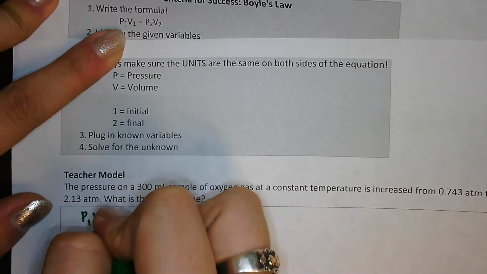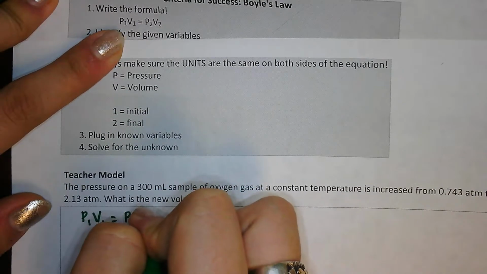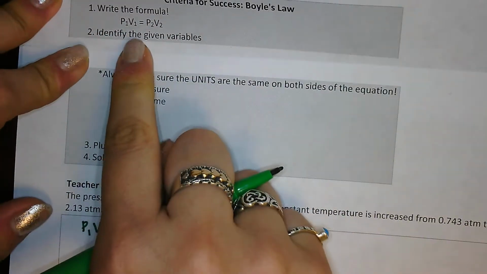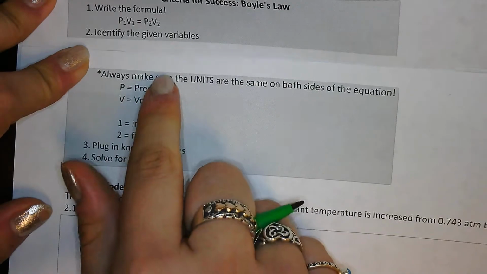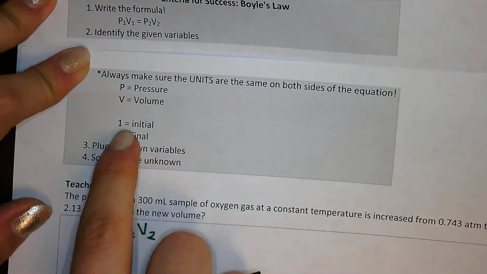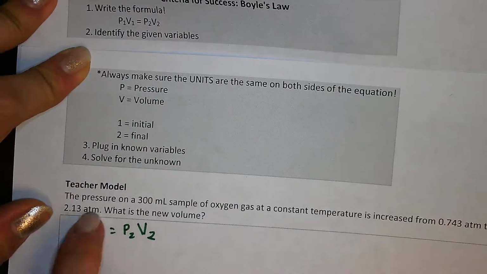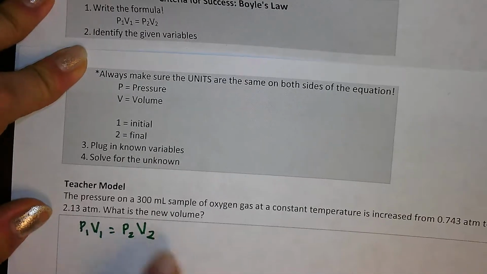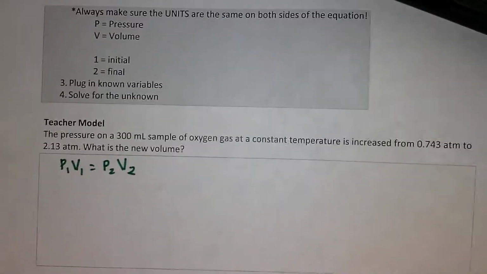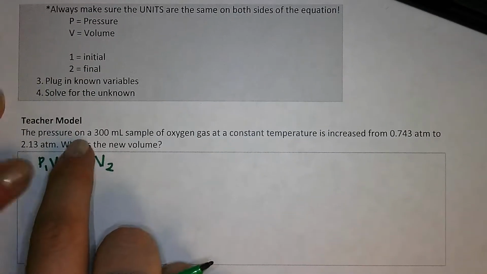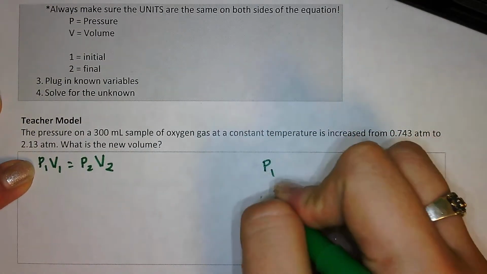P1 V1 is equal to P2 V2. Next, I have to identify the variables. They will be pressure and volume. The ones represent initial and two is the final. So this side is my initial side, this side is my final side. So in the problem, let me write the variables first.